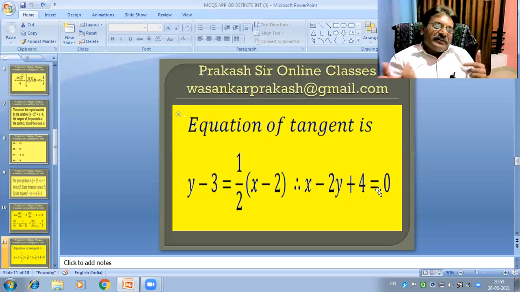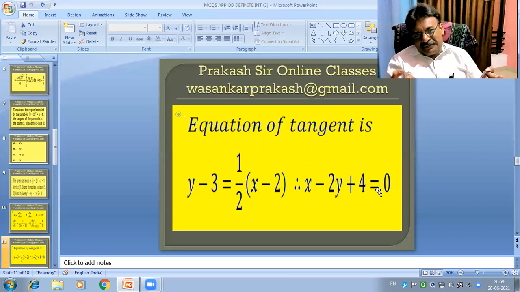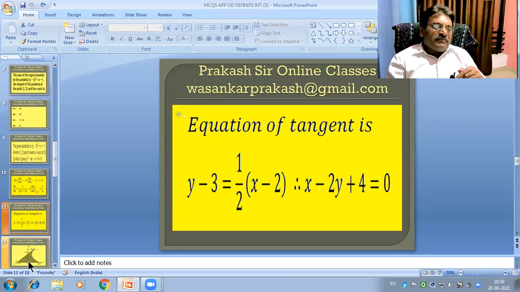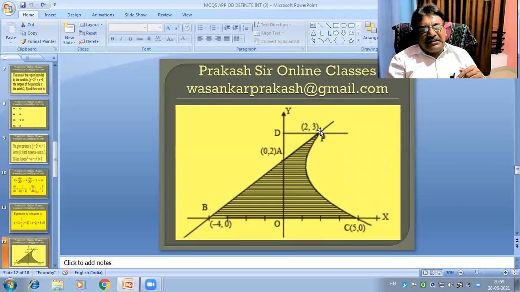And then we find the required area bounded by the given parabola, the tangent and the coordinate axis. So here we first draw the given parabola. This is the given parabola, and this is the tangent to the parabola at point P (2, 3). This point is given. This is the tangent to the parabola, and the equation of this tangent is x - 2y + 4 = 0.